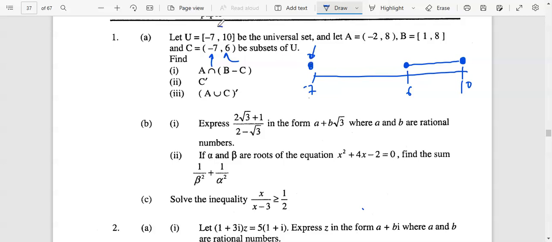The universal set starts from -7 and C also starts from -7. The only difference is that C is not including -7, but the universal set is including -7. So obviously it's going to be part of the complement. So this is what I've done here, a complement. We'll say C complement is {-7}. Now -7 is an element, so you use curly brackets. And then union, you have got from 6 to 10.